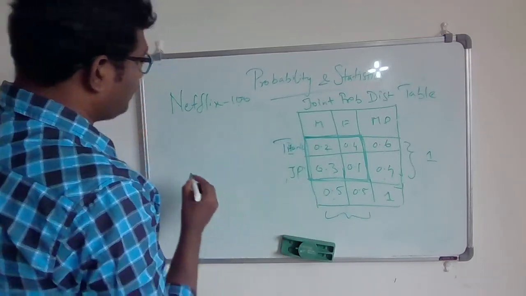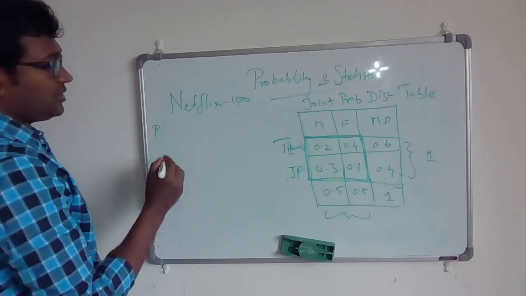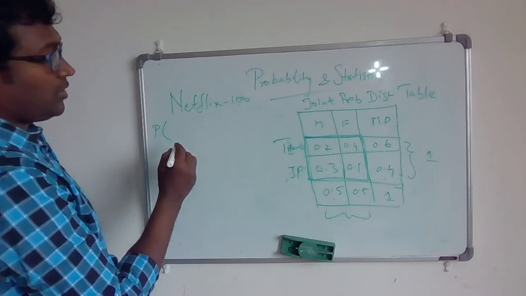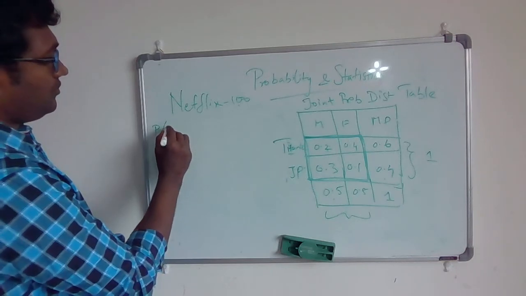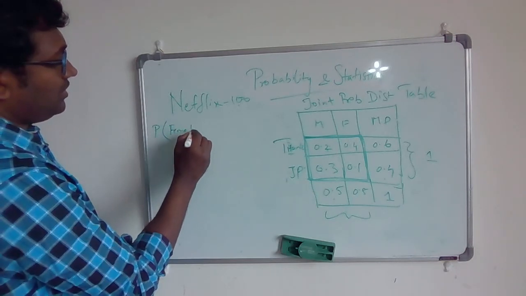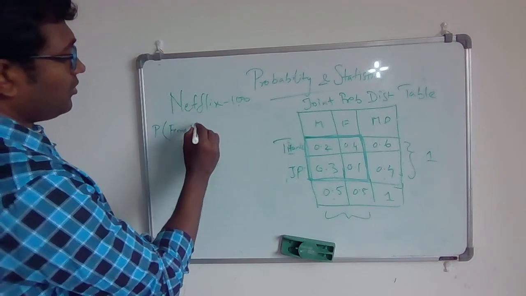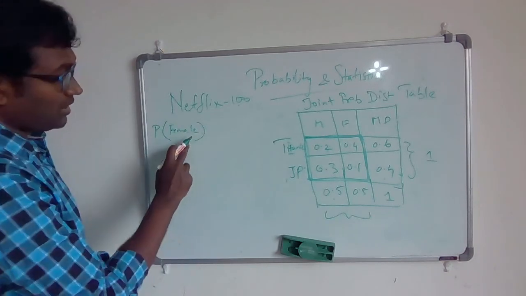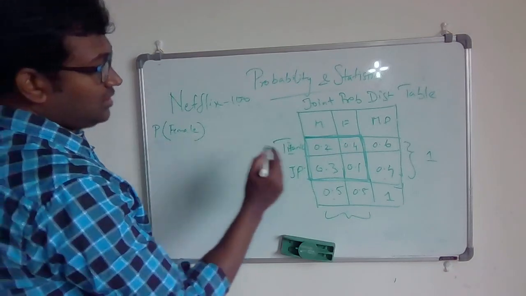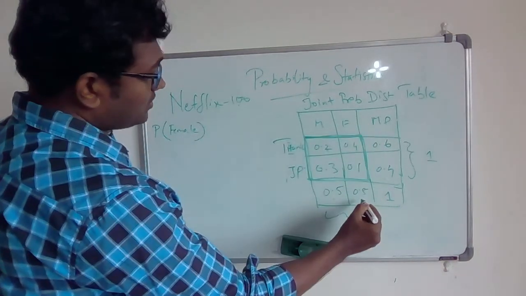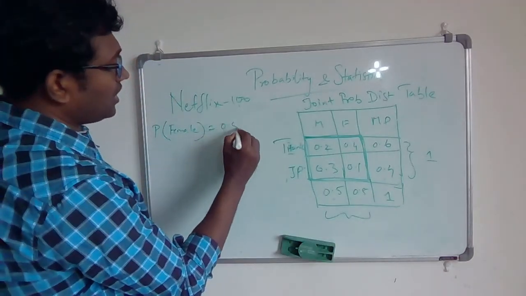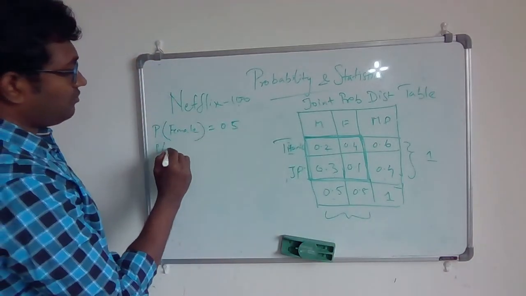Now, if I wanted to find out some questions like, what is the probability of female? A simple question. What's the probability of the female? That means I'm asking a marginal probability question. So, what is the probability of a female who is subscribed? You can take the sum of this. It's 0.5.